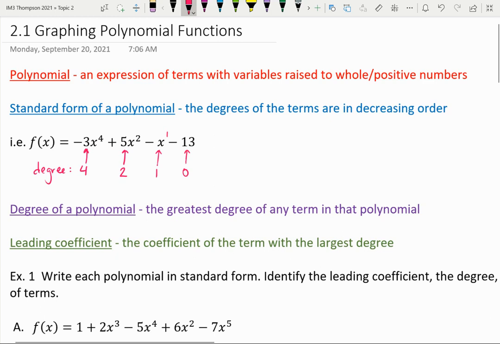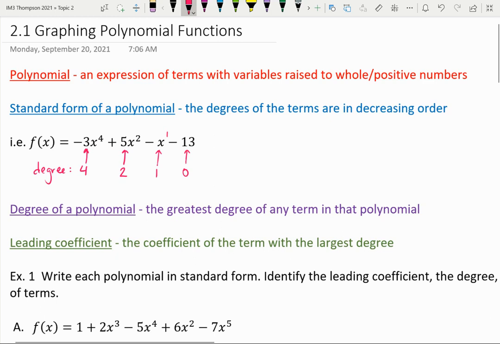Standard form means that these are written so the degrees of the terms are in decreasing order. If I scramble these in any other direction, it's not in standard form. But because I've got degree 4, degree 2, degree 1, degree 0, and those are in decreasing order, that's standard form. Does that sound all right? So far, so good? Okay.